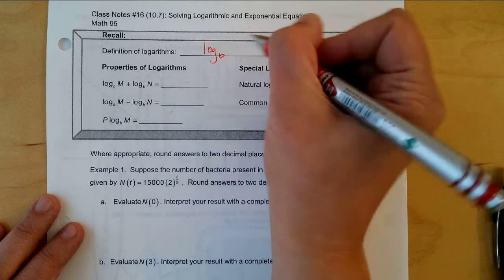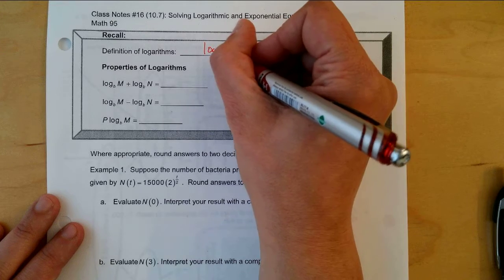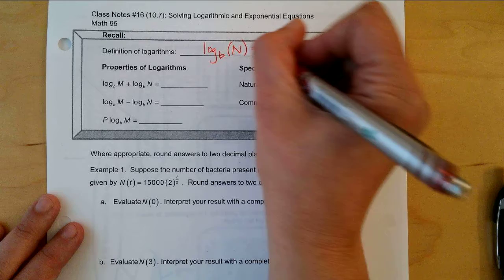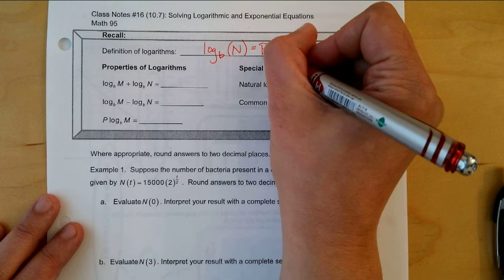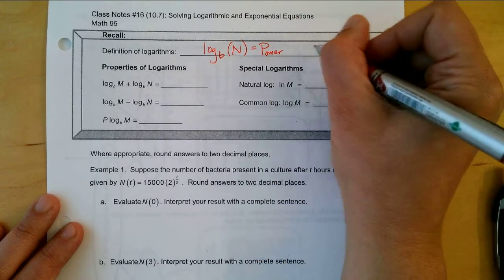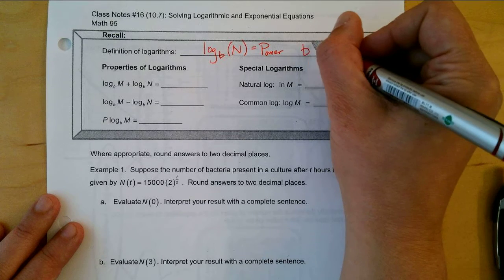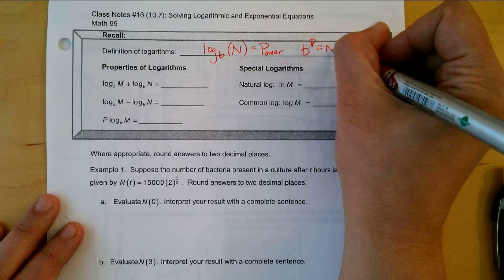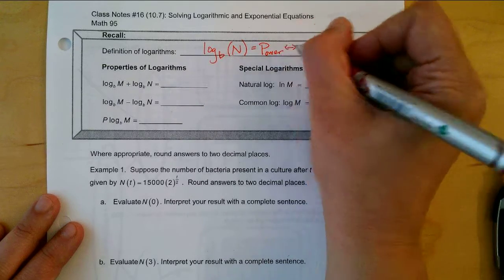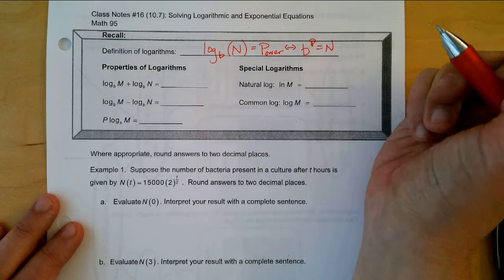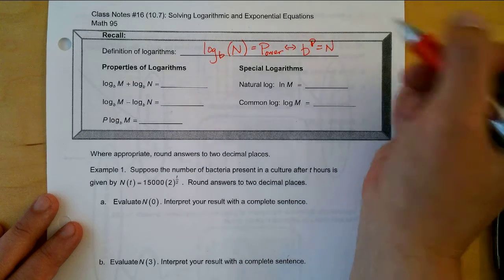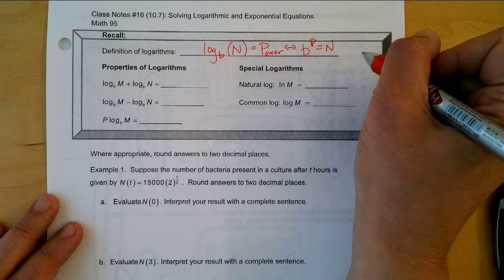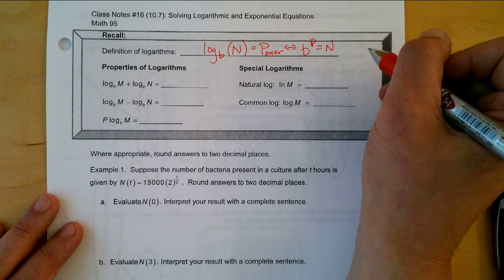So log base b of the number x is equal to p, for power. That means if you take a base to the power, you get a number. And these mean the same thing. So that's going to be really helpful when solving these equations. Can you write it the other way in order to be able to solve?